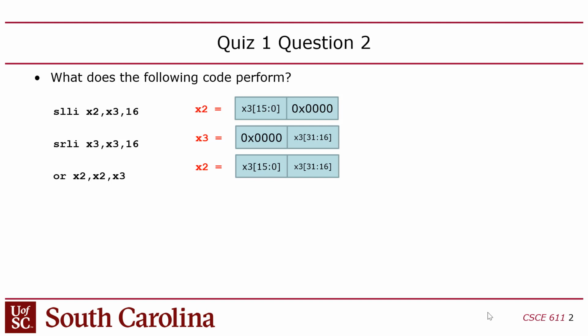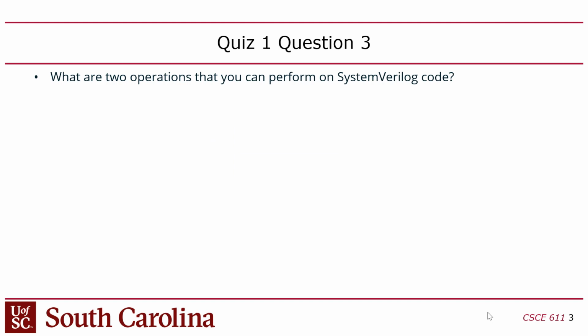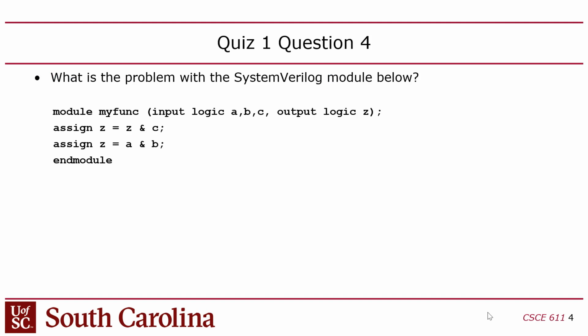x3 15 down to 0 is in 31 down to 16, and x3 31 down to 16 is in 15 down to 0, and then you combine them together. So again, just swap the two halves. What are two operations that you can perform on SystemVerilog code? That was just a multiple choice: simulation and synthesis.